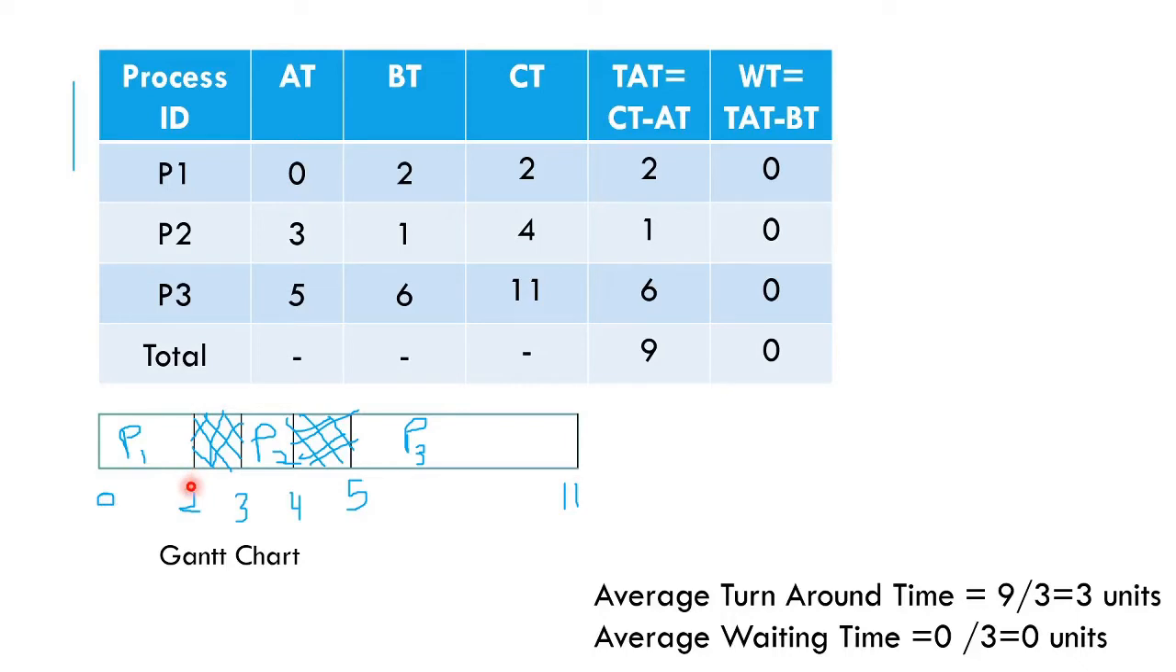Because it has completed its execution at 2. Now what happens? Process 2 is arriving at 3. I have no other process in my system, so between 2 and 3 my CPU is going to remain idle. There will be no process under execution in this time. At 3 the P2 is arriving, and it is going to take 1 unit or 1 second for the execution, and it completes its execution at 4 seconds, for example. So P2 is completed with execution at 4 seconds.